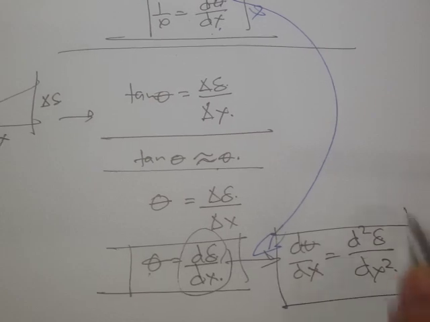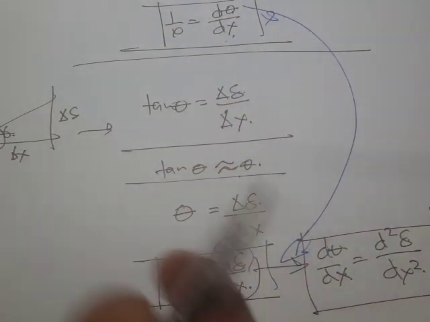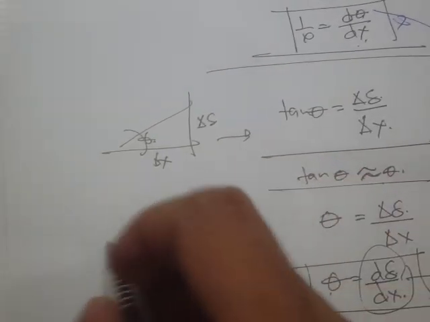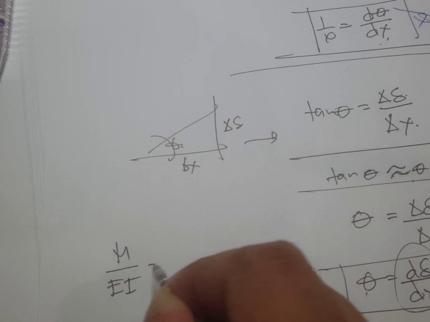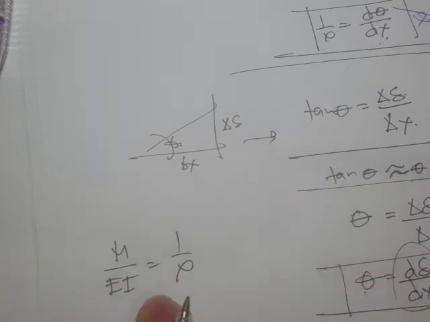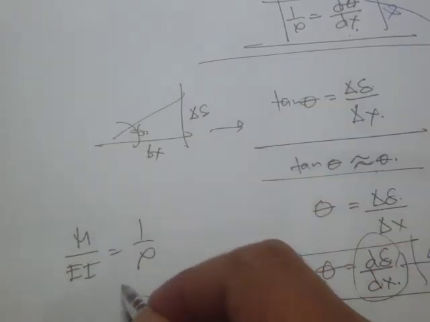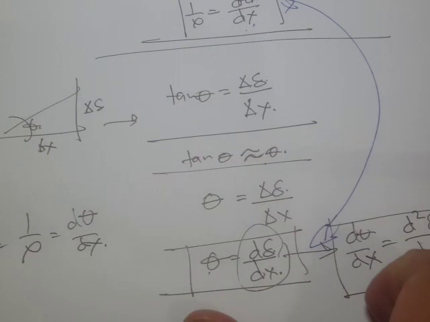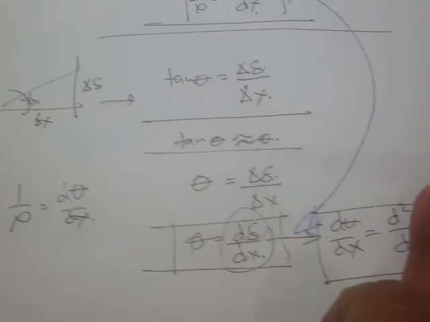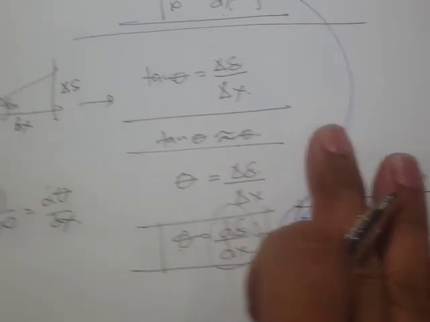Okay, so here are now our relationships, and we can now combine this with our moment curvature equation, and recall that we have M all over EI is equal to 1 over rho. Now what is 1 over rho? It's just d theta all over dx, right? And what is d theta all over dx? This is the second derivative of the deflection.